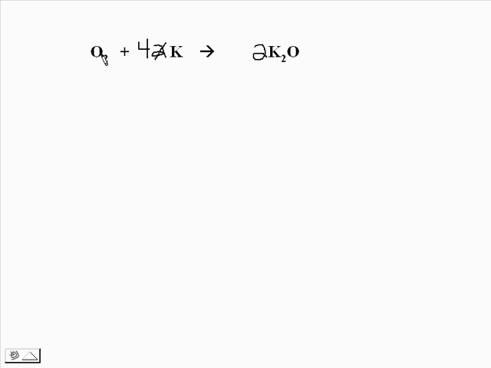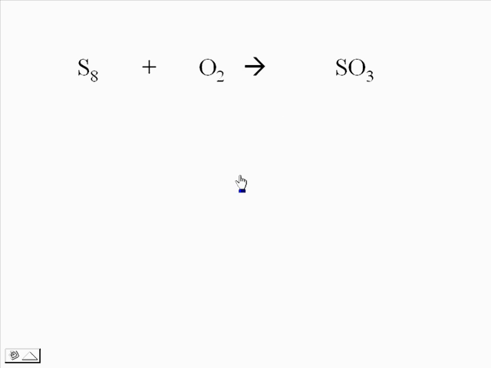Again, I have 2 oxygens. 2 times 1 is 2 oxygens. 4 potassiums, and 2 times 2. So I have the same amount on each side. Let's take a look at this one.